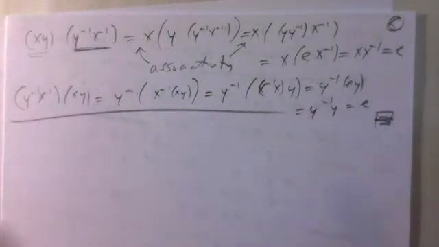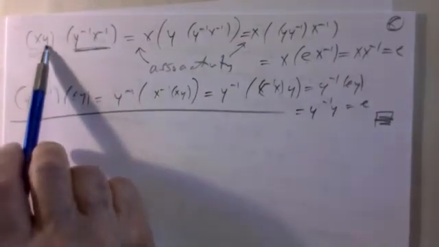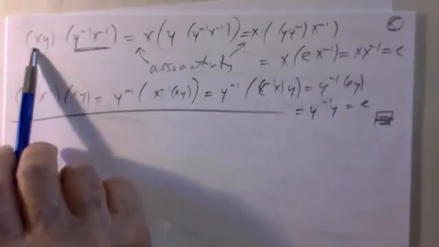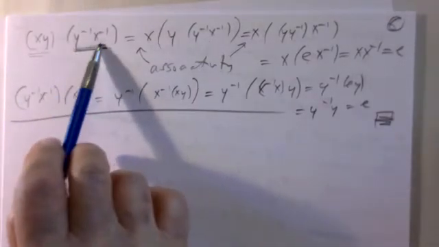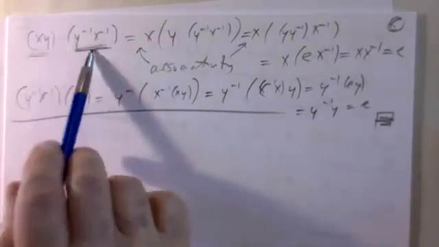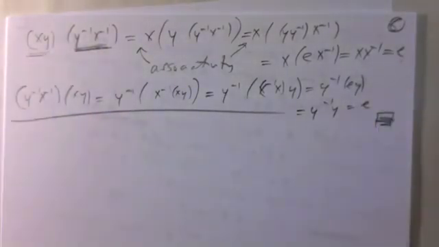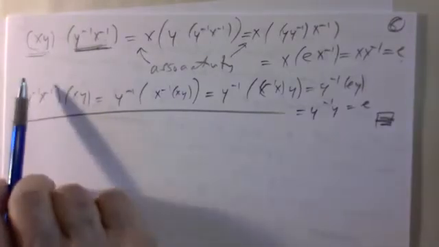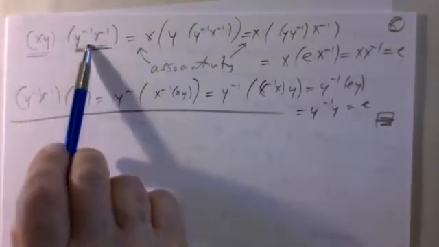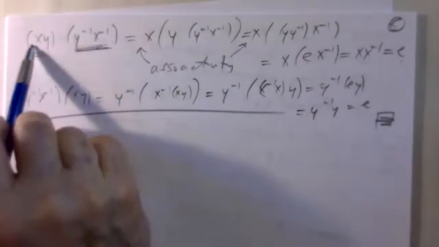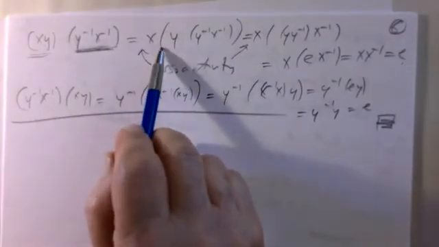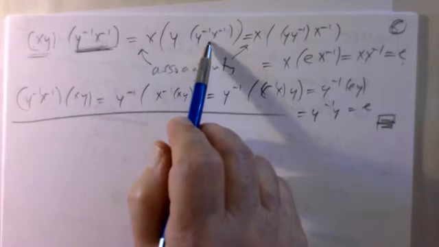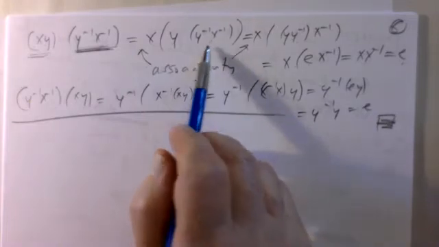So I have elements x and y in the group, and I take the product xy. What I want to show is the inverse of xy is equal to this. That means if I multiply this element by this element, I have to get the identity. So how do I prove that? Well, this times this, I can think of as x times y times this element. So by associativity, that's x times y times this. That's just the associative rule.